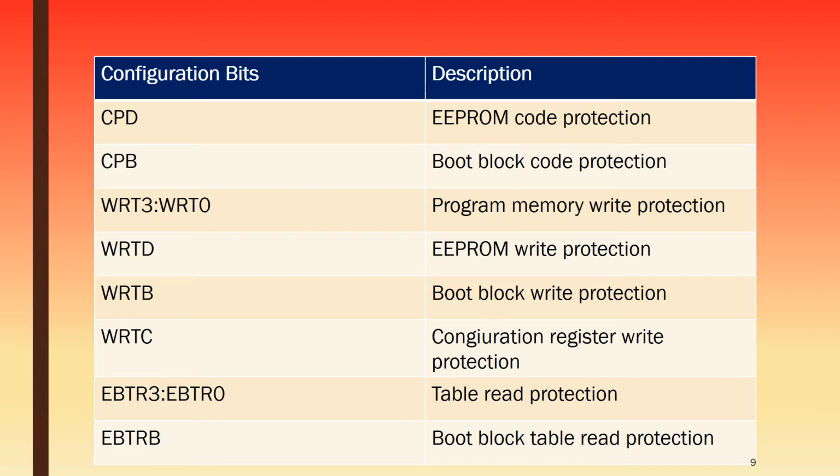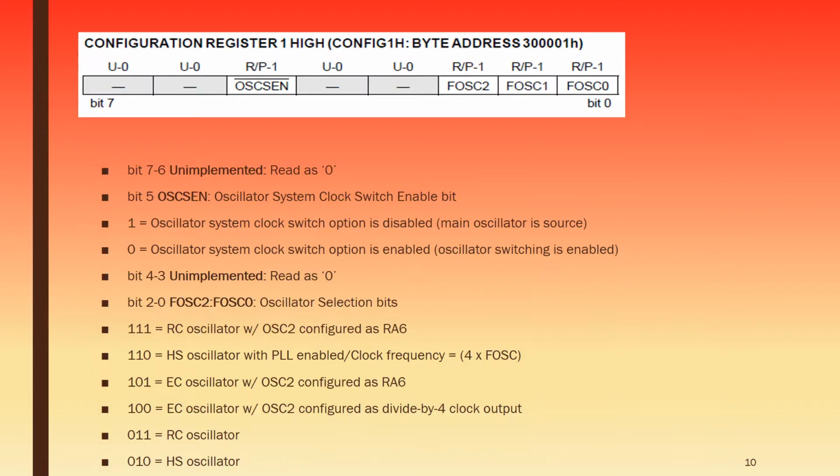WRT3 to WRT0 corresponds to program memory write protection. WRTD is EEPROM write protection. WRTB is boot block write protection. WRTC is configuration register write protection. EBTR3 to EBTR0 corresponds to table read protection, and EBTRB is boot block table read protection.